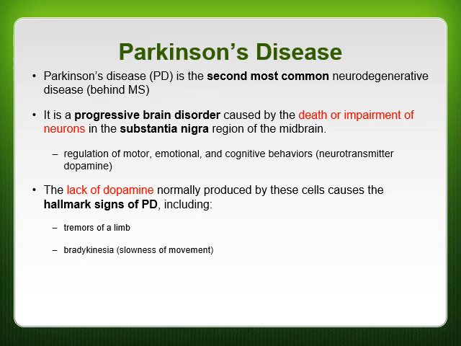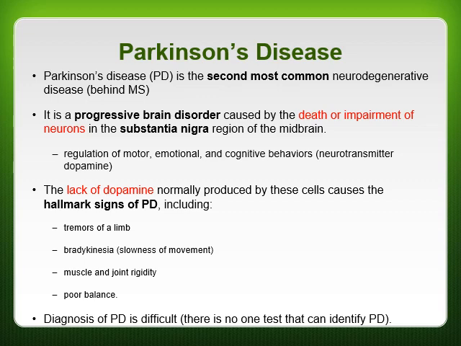Bradykinesia, or slowness of movement, slowing down the way someone moves. Muscle and joint rigidity, so not a lot of flexibility and movement in muscles and joints. Poor balance, all not really fun things to deal with, but they are all nonetheless significant signs and symptoms of Parkinson's disease. Diagnosing the disease is difficult. There's not one single test. Patients are going to be subjected to a battery of tests and really kind of look at a number of things to help get this diagnosis, but it is not one that is handed out very easily.